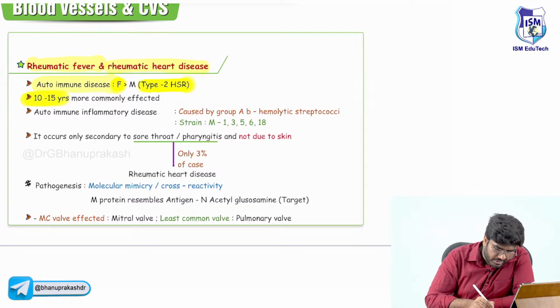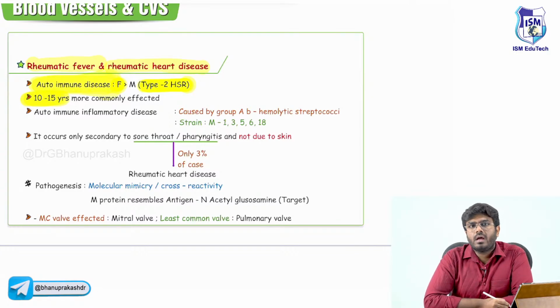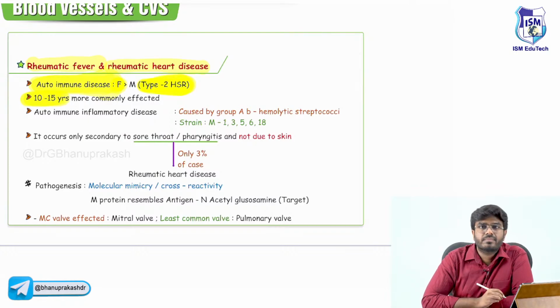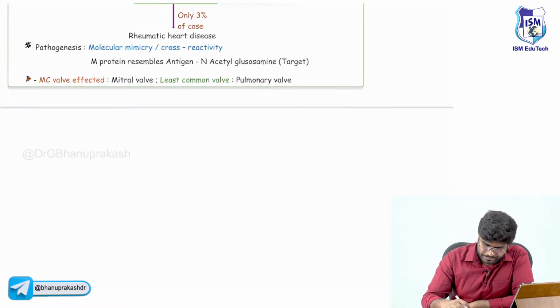See, this is an autoimmune disease. You know, all autoimmune diseases come under type 2 hypersensitivity reactions. Autoimmune diseases are most commonly seen in females. Which females? Children, sir. Children are going to be affected. Now, why is there this autoimmunity? Let me tell you in a simple way.